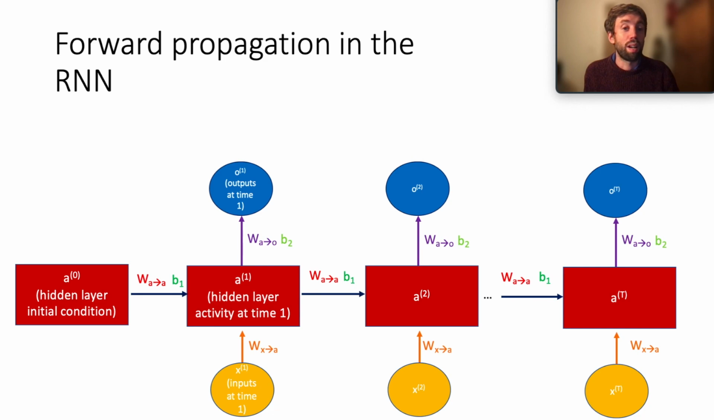Also, in contrast to most feed-forward neural networks, you can output information at each point in time, and you can also input information at each point in time, whereas in most feed-forward neural networks the inputs are just at the first layer and the outputs at the last layer.